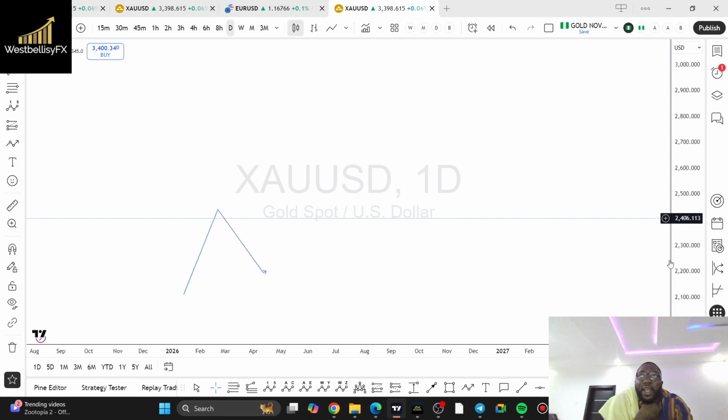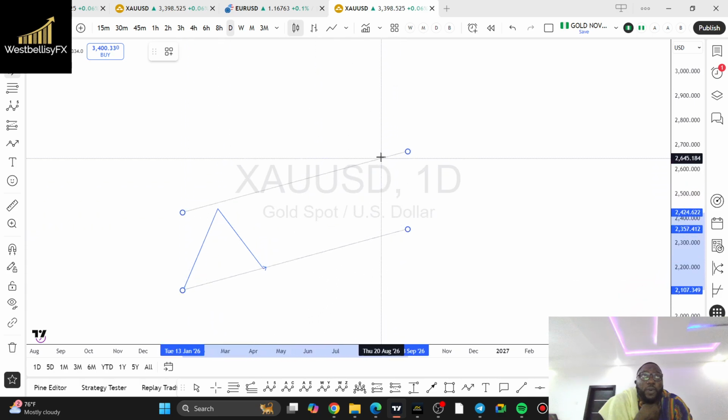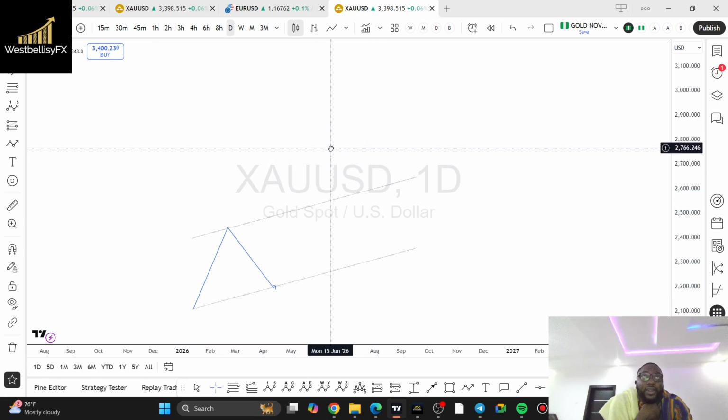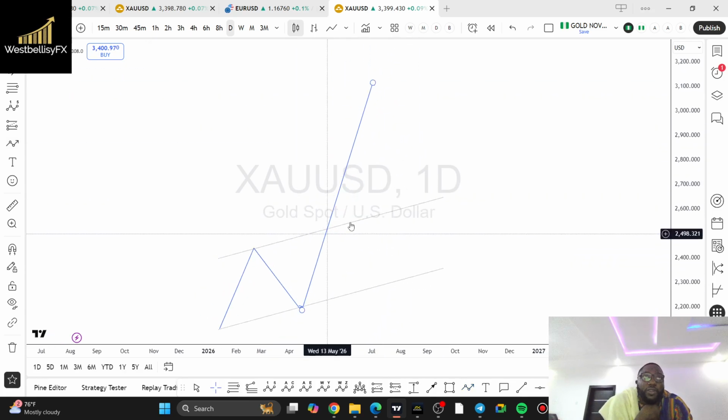Now, this parallel channel, this is what you use. The tool I usually use, right? You're going to click from the starting point of wave 1 to the end point of wave 2. Then you place it above like this, okay? Our belief is that this wave 3 is going to break upward like this, right? The break above this parallel channel signifies to us that this is the obvious bullish momentum, obvious strength, right?